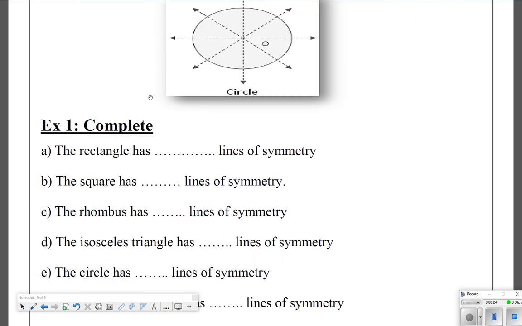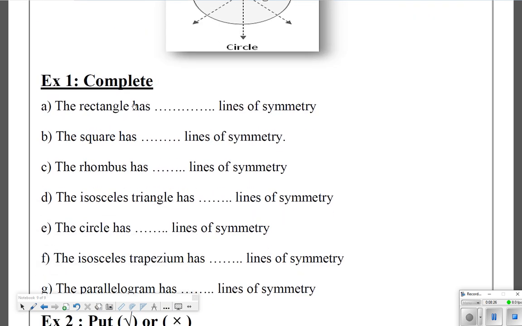Example, and let's solve together. The rectangle has how many lines of symmetry? We said before the rectangle has 2 lines of symmetry. Excellent. The square has 4. Yes, we said before the square has 4 lines of symmetry. What about the rhombus? The rhombus has, do you remember? Excellent. 2 lines of symmetry.